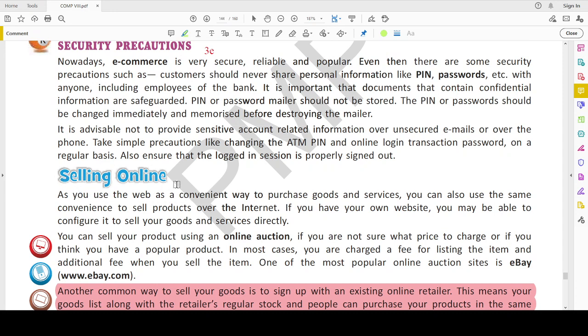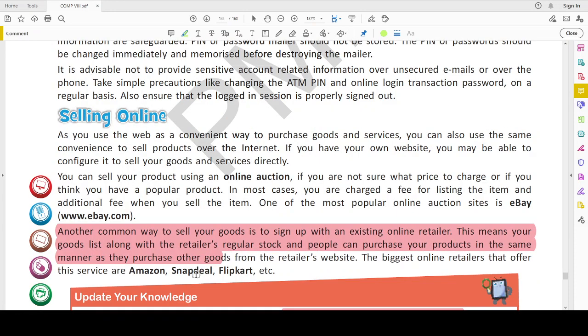Now, selling online. As you can use the web as a convenient way to purchase goods and services, you can also use the same convenience to sell products over the internet. If you have your own website, you may be able to configure it to sell your goods and services directly. But if you do not have one, you can use bigger names like Amazon, Snapdeal and all. You can also sell your product using an online auction.